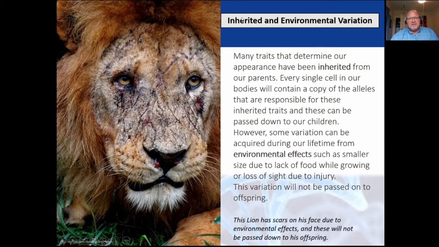Okay, so inherited means my child will inherit some traits that are similar to what I have and some that are similar to what their mom has. Okay, and it's going to be a mix of the two. But other things like environmental conditions are, well, how short I cut my hair and how many scars I have and so forth.